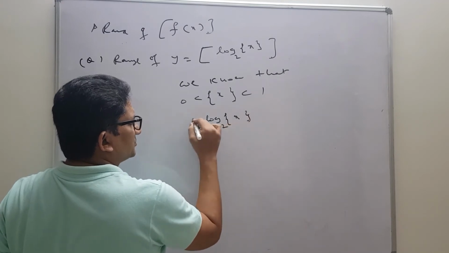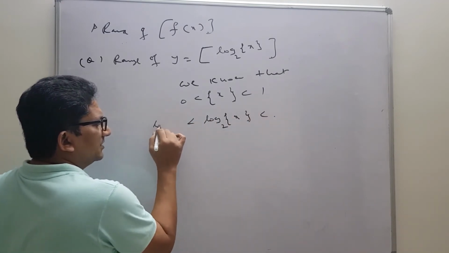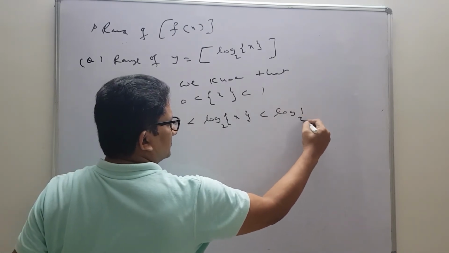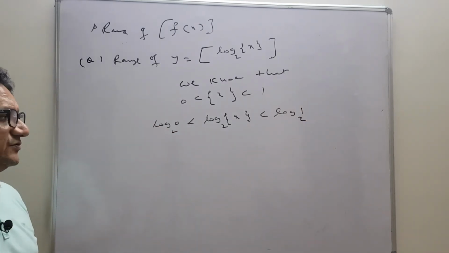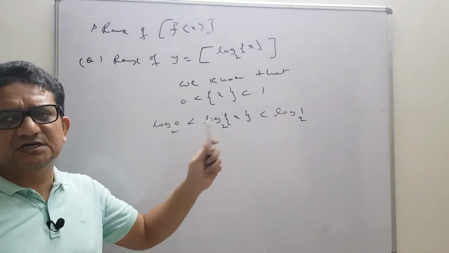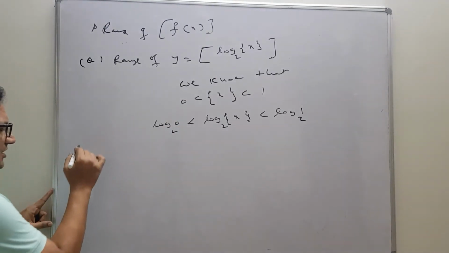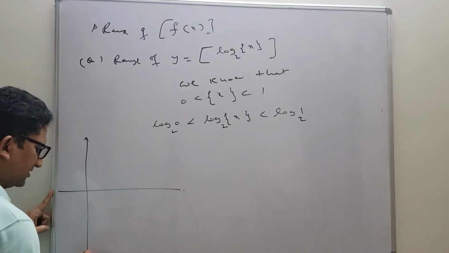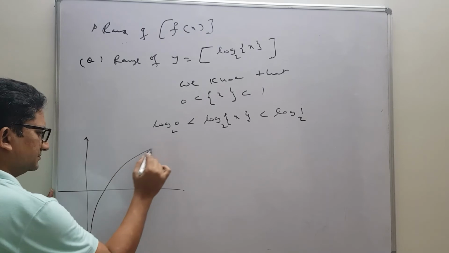So of course base 2 only. Here we will get log 0 and here we will get log 1. And here students we know that log 0 is not defined. Then what will the log 0 value be? We will check. See, this is the graph of the logarithmic function.